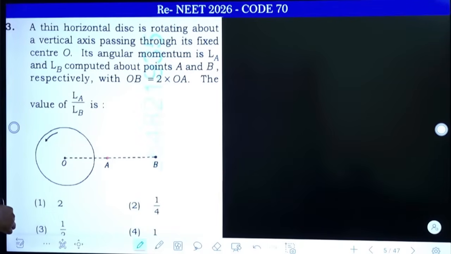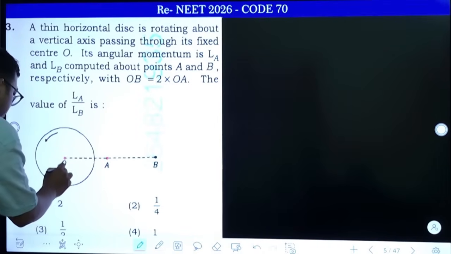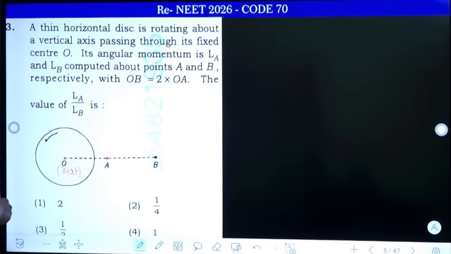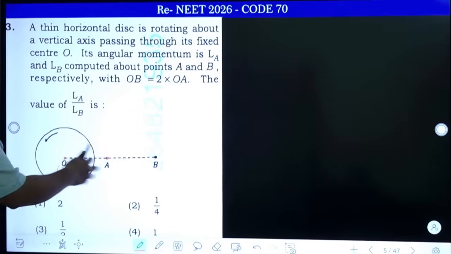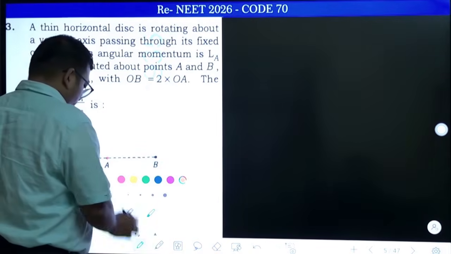Fixed vertical, fixed center. Fixed center means what? Center is at rest. Center is not moving. Okay. Angular momentum LA computed about point A with respect to the OB. OB is twice of that they have given. LA. Okay, so first of all, what is the angular momentum formula?